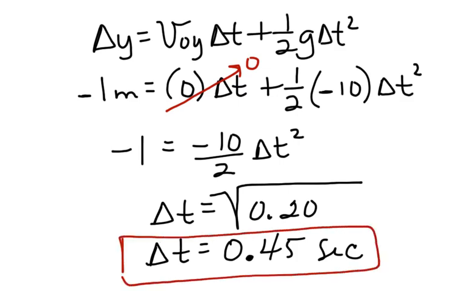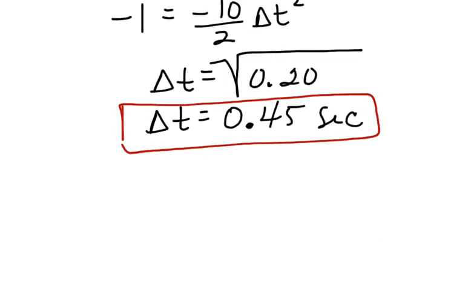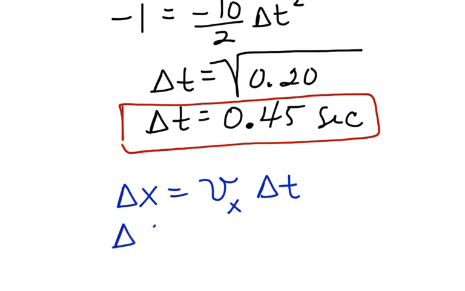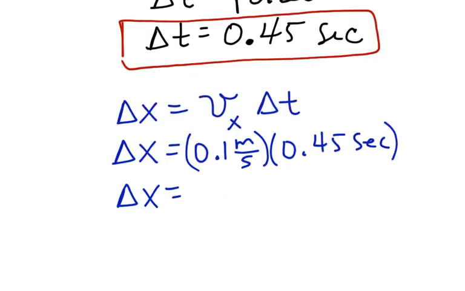Now remember, going back to one of my original equations, I want to plug this 0.45 seconds in to get my answer. That original equation, if you can recall, is that delta x, which I'm solving for, is equal to that horizontal velocity, which remains constant, that we already know, multiplied by my change in time, which I just found. So plugging in the numbers, I get an answer of 0.045 meters.